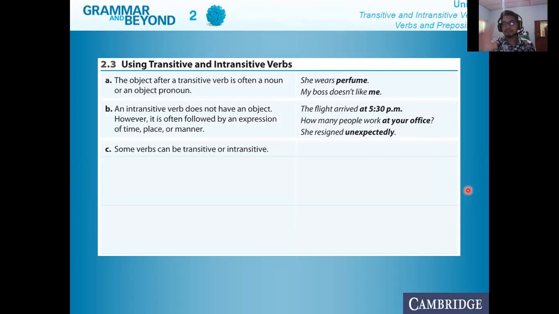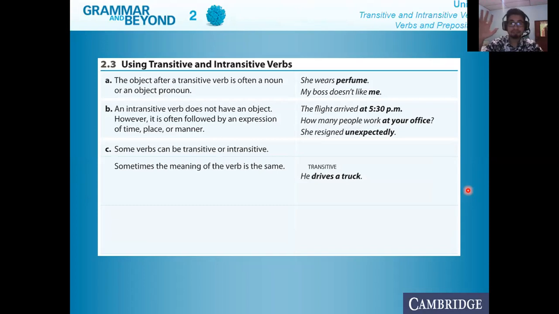Let's see. Some verbs can be transitive or intransitive. We're going to see some examples. Sometimes the meaning of a verb is the same. For example, he drives a truck. What is this person driving? A truck. I can answer that question. He drives badly. How is this person driving badly? We're talking about the way he does the action. Therefore, we have a verb over here that is intransitive and transitive at the same time.